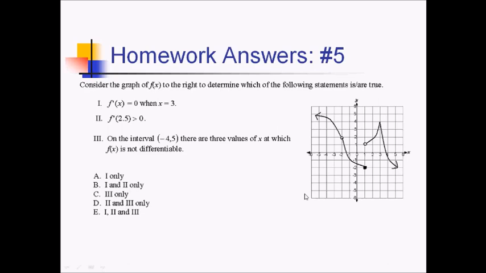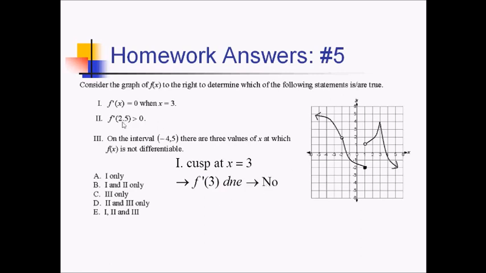On this problem, we're given the graph of f of x here, and we want to know which of these statements is true. So let's just go through them one at a time and see what we can eliminate. For statement one, they're saying f prime equals 0 when x equals 3. Well, let's see what's happening at x equals 3. Right here, it looks like we have a cusp at x equals 3, which means that f prime of 3 would actually be non-existent. So this is a no. It can't equal 0 or anything else if you have a cusp there, because that's a non-differentiable spot.